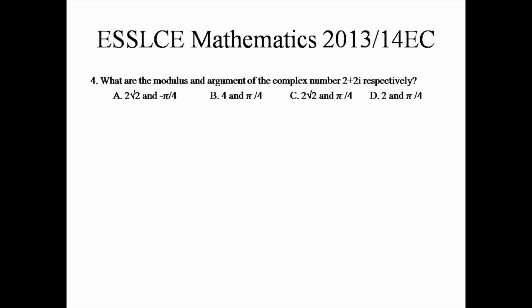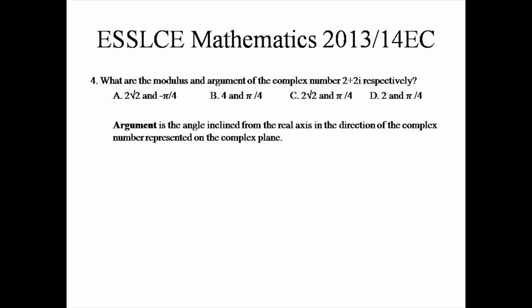Question number 4. What are the modulus and argument of a complex number 2 plus 2i respectively? We already discussed modulus in question number 3 above. Now let's define what argument means. Argument is an angle inclined from a real axis in the direction of the complex number represented on a complex plane. Once again, let's draw the graph for ease of understanding the modulus and argument. The graph looks like this. The modulus M is the hypotenuse and the argument is angle theta.